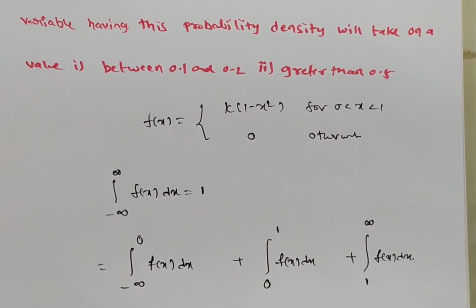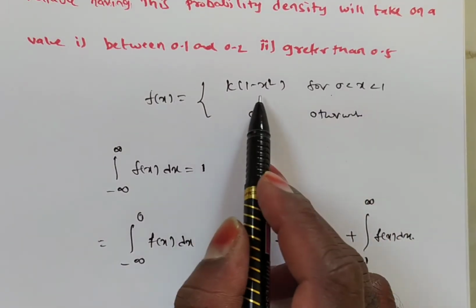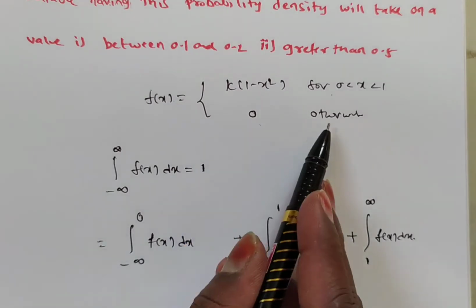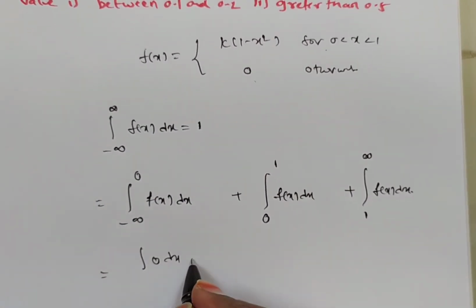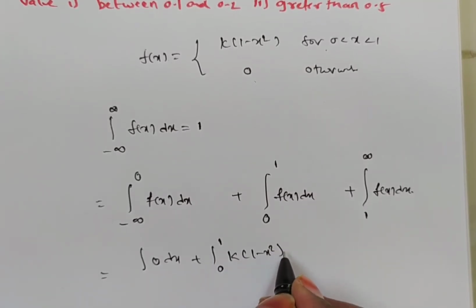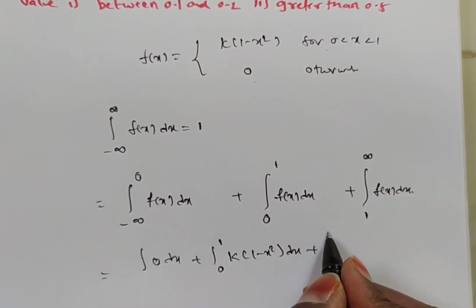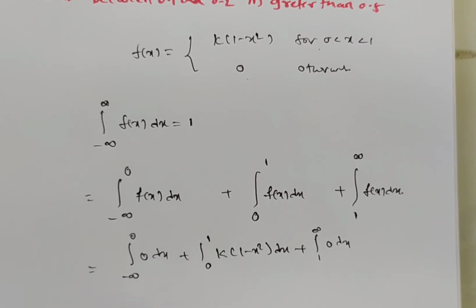Now you observe, in between 0 to 1 we have k into 1 minus x square. Rest of the case what you have? 0. So integral of 0 dx, next plus integral from 0 to 1 of k into 1 minus x square dx, plus integral from 1 to infinity of 0 dx. This is minus infinity to 0, so the integral is obviously 0. This is also 0 only. Now we have to solve this one only.